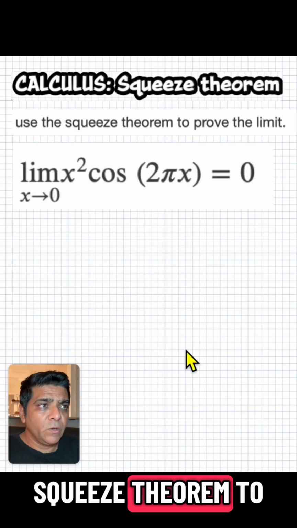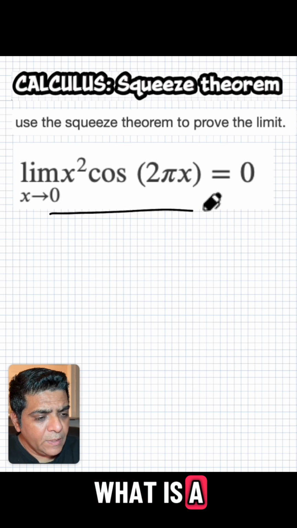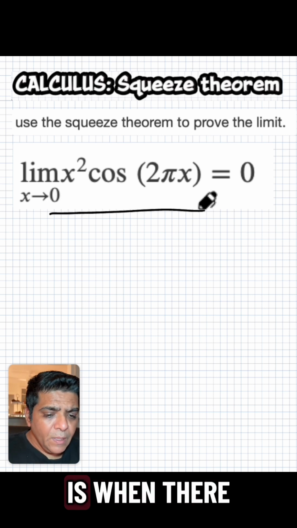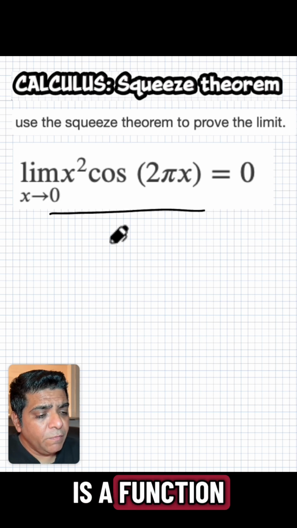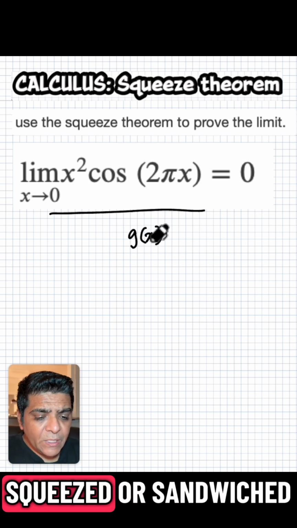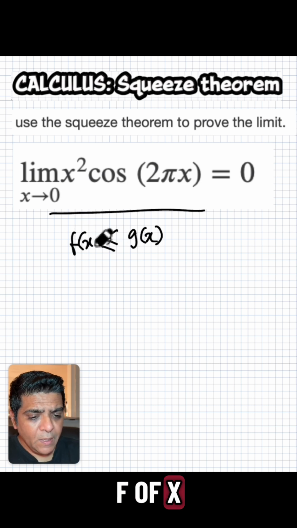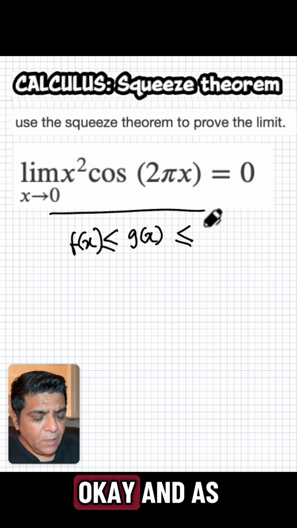Let's use the squeeze theorem to prove this limit that's given to us. First of all, what is the squeeze theorem? The squeeze theorem is when there is a function, let's call it g of x, and it is squeezed or sandwiched between two other functions, let's call them f of x and h of x.